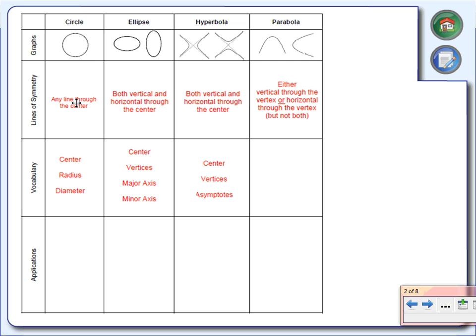And for our parabola, a couple of things that we're going to be getting familiar with is vertex and axis of symmetry. There are some other things that we'll talk about as well, but for right now, these are some things. Vertex and axis of symmetry.